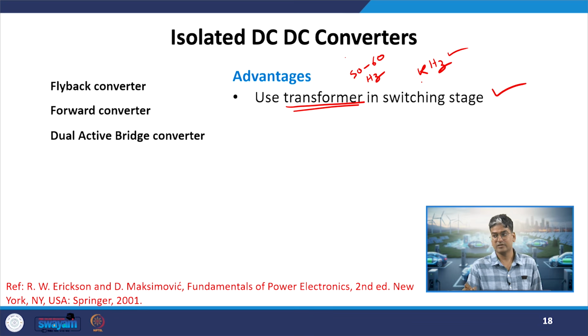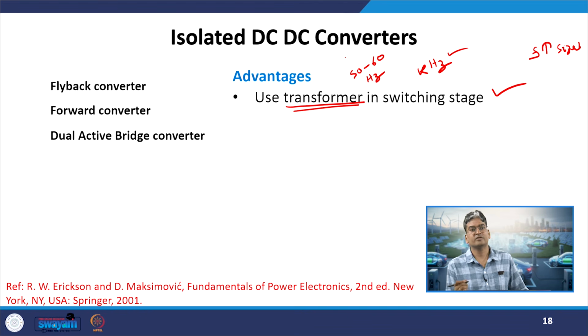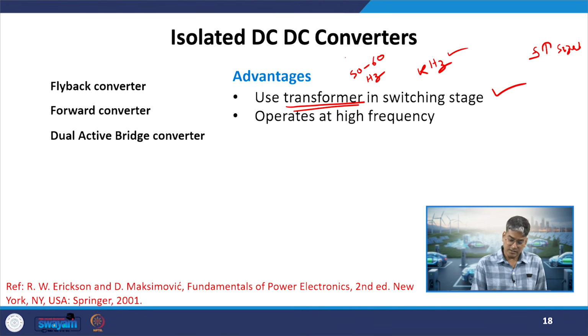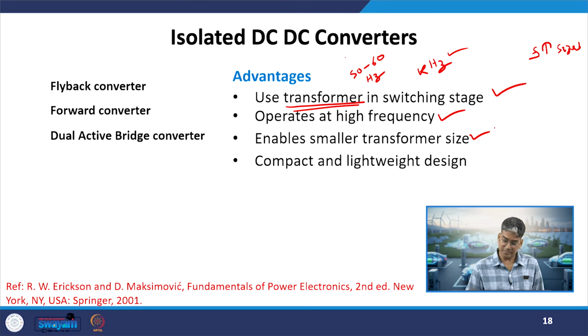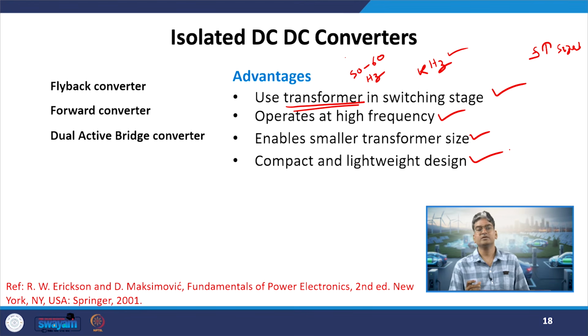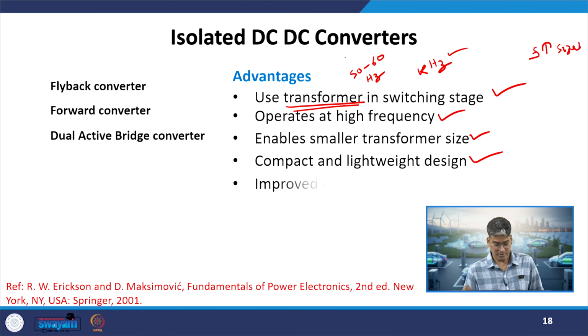When I operate the transformer at high frequency, its size will be very small. When the frequency increases, size will be less. The more the frequency of the transformer operation, the less the size, and your converter footprint will be decreasing. Because of that, the design is lightweight, as the transformer is the heavy equipment inside the DC to DC converter. Now we have reduced the size of the transformer, so in turn our converter weight as well as the area occupied by the converter will be reducing.